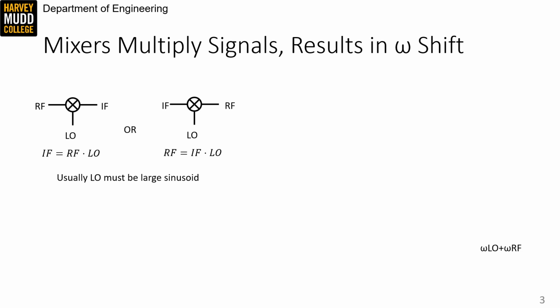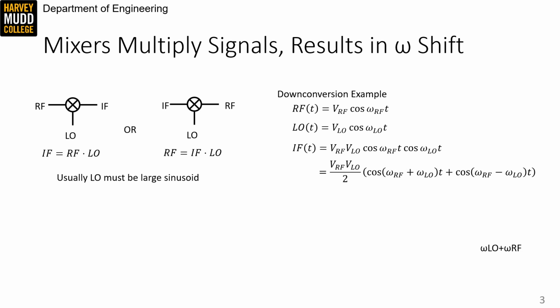Regardless of whether RF is the input and IF is the output, or IF is the input and RF is the output, the mixer does the same thing, which is multiply the input signal by LO. To do this, the mixer generally relies on LO being a very large signal. This multiplication has the effect of moving frequencies in the input signal to a different place, which is the primary purpose of the mixer. Here's an example of how that works.